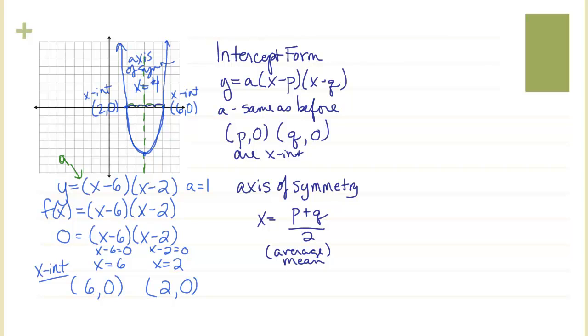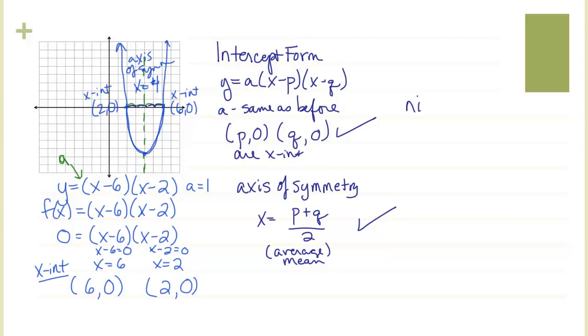So those are going to be our need to haves, right? Our need to haves are going to be the x and y intercepts and the axis of symmetry. But the axis of symmetry, you don't have to calculate it. If you can count and tell it to me, awesome.